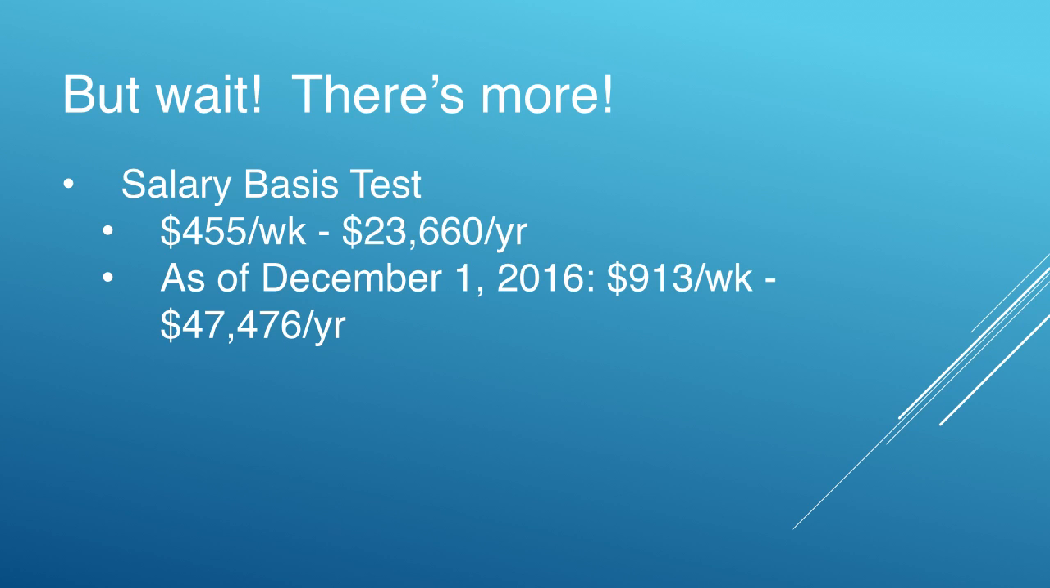To correct that, as of December 1st of this year, that has been doubled to $913 a week and $47,476 a year. Employers that have exempt employees making somewhere in between those two numbers now need to decide whether they are going to bump up the employee's pay to an amount above this new threshold of $913 a week, or start tracking the employee's hours and pay them overtime for hours worked in excess of the 40 hours per week.